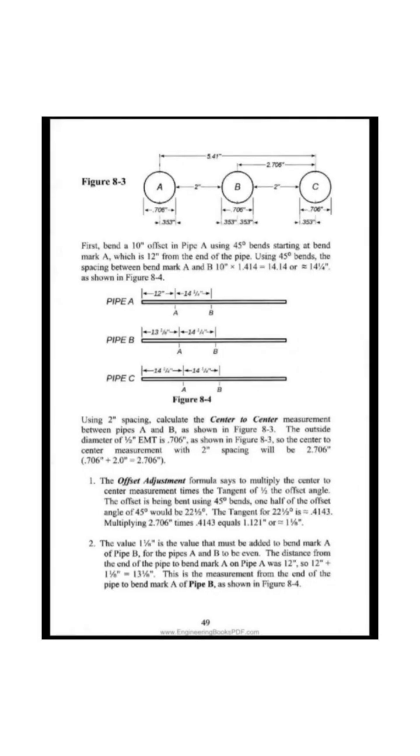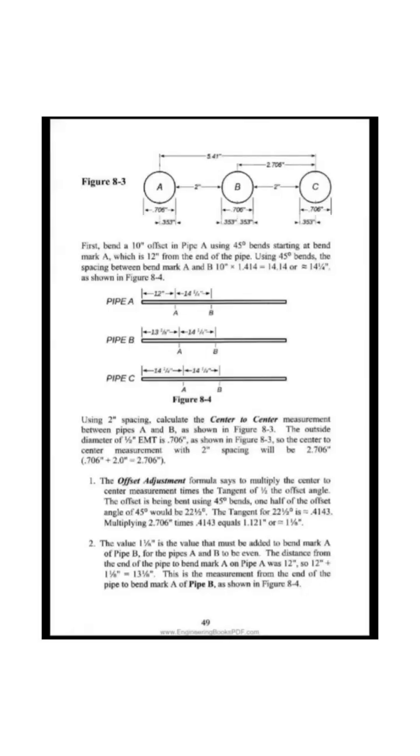The offset adjustment formula says to multiply the center to center measurement times the tangent of 1/2 the offset angle. The offset is being bent using 45 degree bends. 1/2 of the offset angle of 45 degrees would be 22.5 degrees. The tangent of 22.5 degrees equals 0.4143. Multiplying 2.706 times 0.4143 equals 1.121, or 1 1/8.